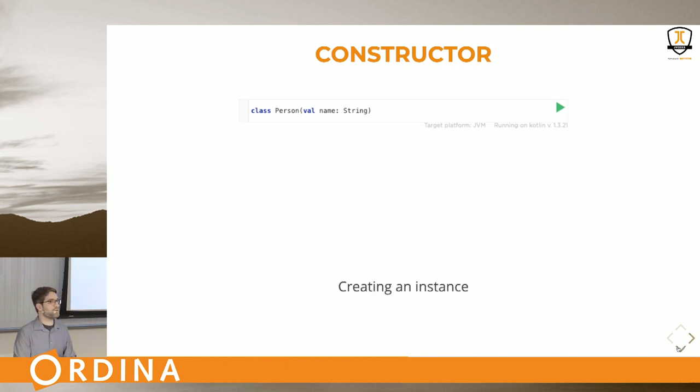Okay, how do you create an instance? In Java, it's new, the class name, and provide arguments for your constructor. In Kotlin, it's almost the same thing, but the new keyword is gone. So you can just create a person using Person and provide your arguments.